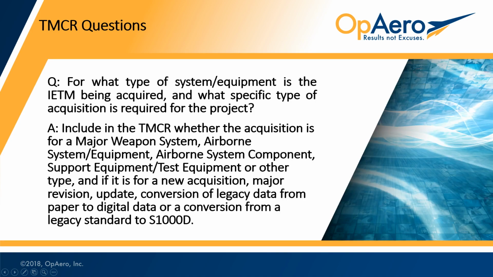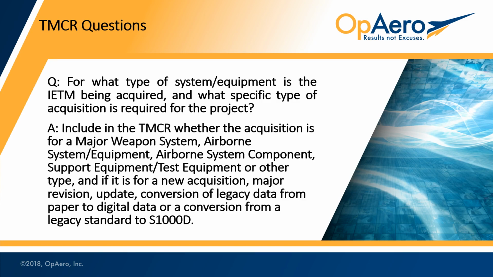So next question, in the same line of what level of maintenance we are writing to: what is the type of system or equipment that we're writing the IETM for? And what specific type of acquisition is required for the project? So the first piece is, is it a major weapon system, airborne system equipment, airborne system component, support equipment? Is it a test box? Is it something in those categories?